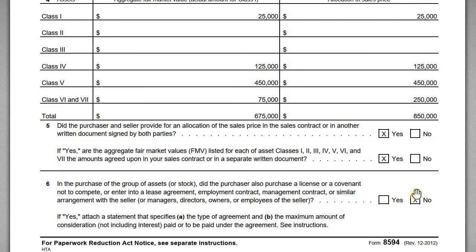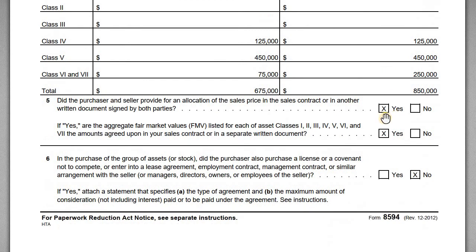Now, question 5, these are fairly straightforward yes or no answers. We're really just looking at the written agreement to see if this was included. And so in our example, it was, right? John Q. and the seller laid out these different types of classes of assets and the fair values and the allocation of the sale price. And it was in writing and they agreed to it. Okay, so answer yes to both questions.